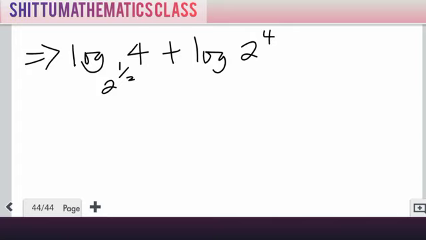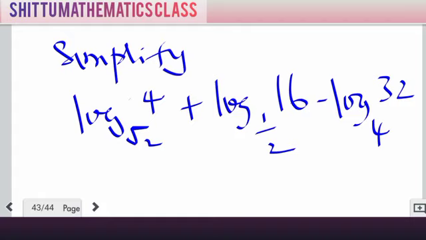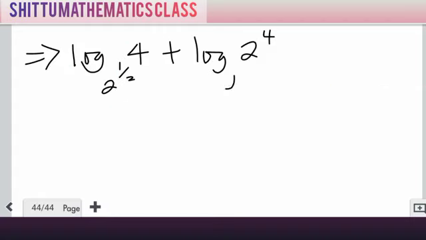So now what do we have? The half there is going to be 2 to power minus 1. Then we are going to have minus log, this 32 is going to be written as 2 to power 5, and the base 4 is going to be 2 to power 2.